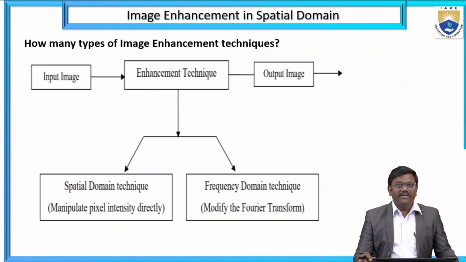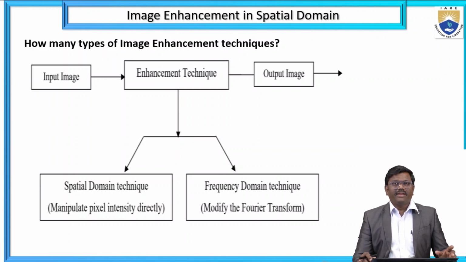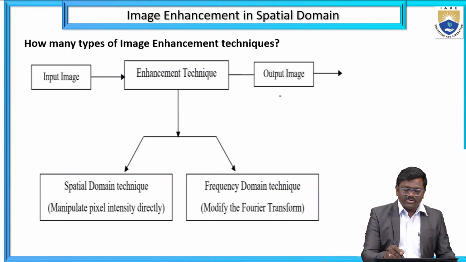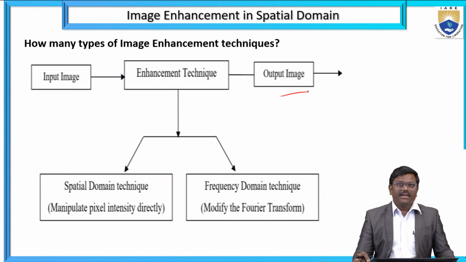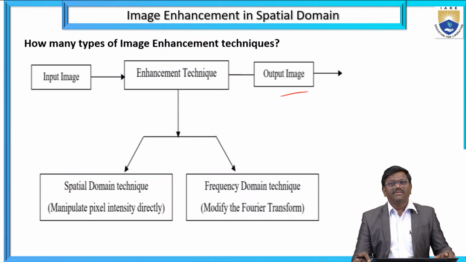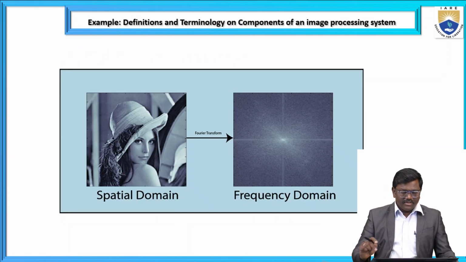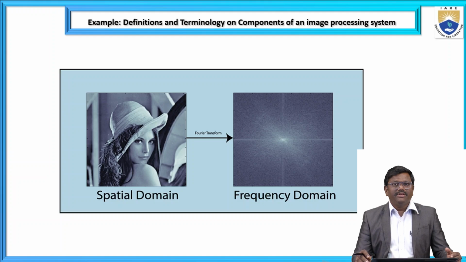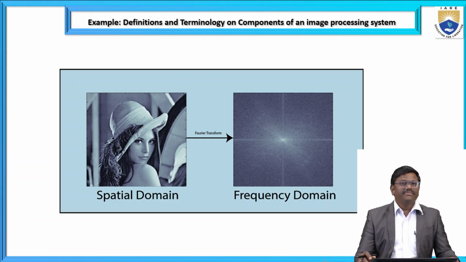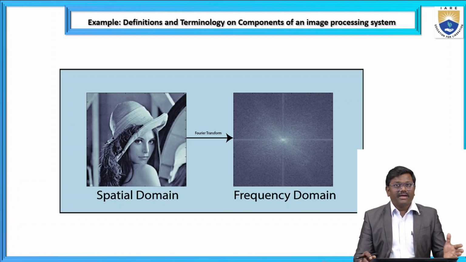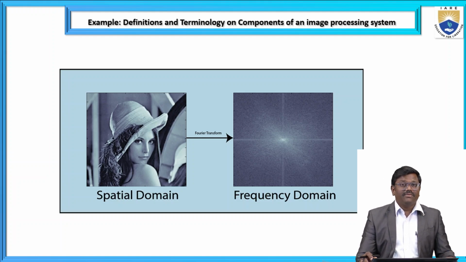So, how many types of image enhancement techniques are there? The input image is connected to the enhancement technique to get the output image. That is classified into two types. One is the spatial domain technique, another one is the frequency domain technique. Of course, there is a best example for understanding from the Lena image, that is the spatial domain, which we keep in view for understanding, and it is converted into the frequency domain by using the Fourier transform for the sake of digital image processing applications.